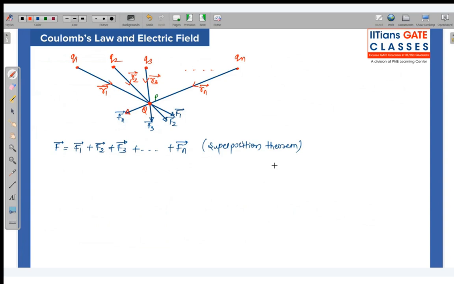Okay. So this is the thing. Now, anything which you want to ask about this Coulomb's law?